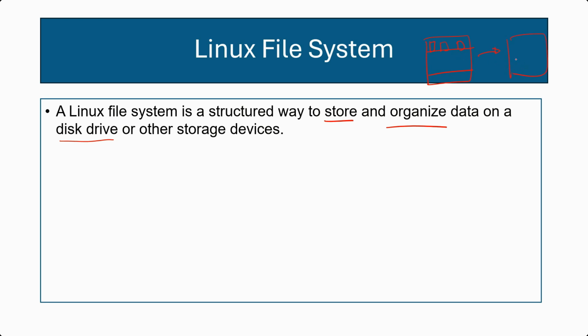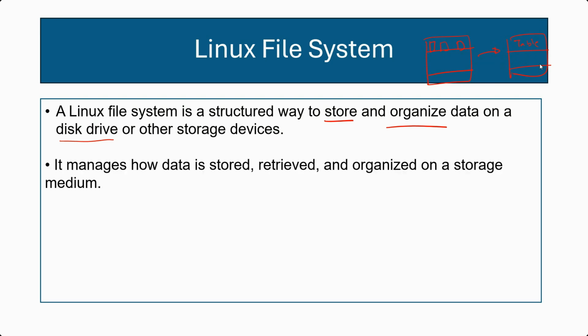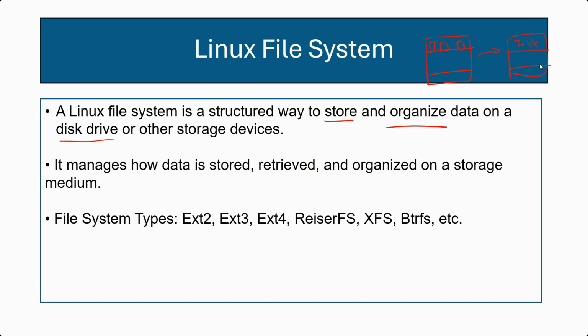In the real world, we use multiple databases. We use different tables to store different data, maybe your username and password, so that retrieval can be easier. And that's what it is. It manages how the data is stored, retrieved, and organized on a storage medium. Now there are different types of file systems, the way you actually organize your information.